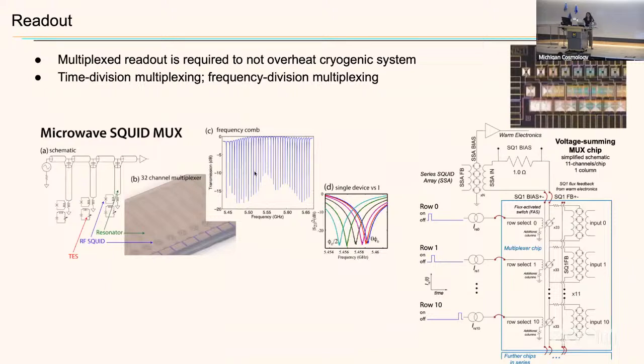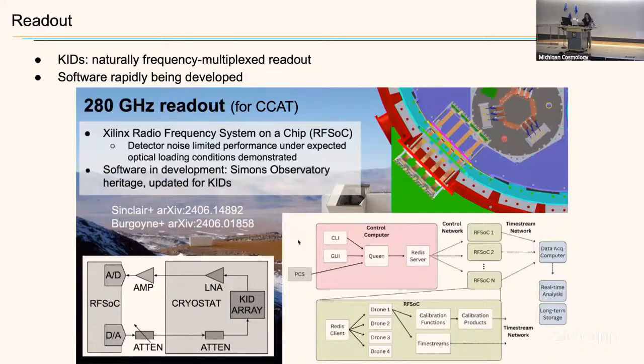Okay, so we talked about why multiplex readout is required to not overheat our system. We've also talked about time division and frequency division. These are just more pictures to back this up. Up here you can see one of these squid chips. These are an electrical diagram showing you the rows turning on and off for the time division. These are the frequency combs we talked about for frequency division. And I don't think we need to spend too much time there.